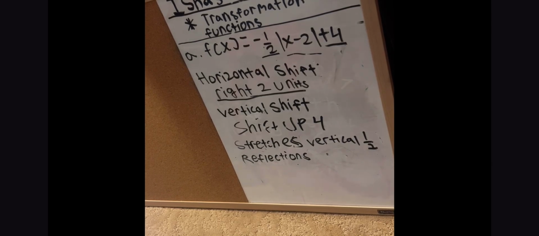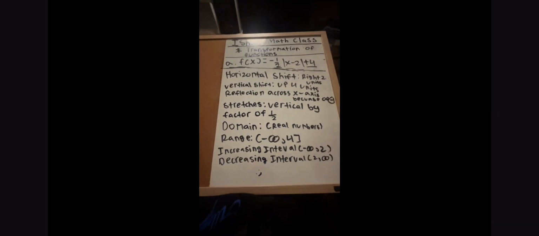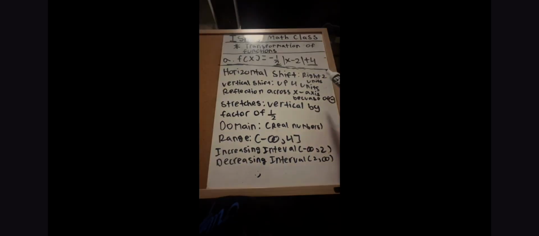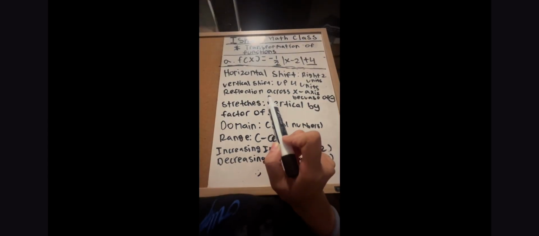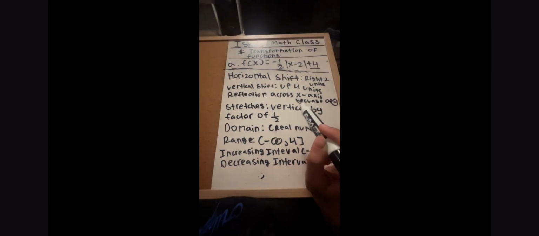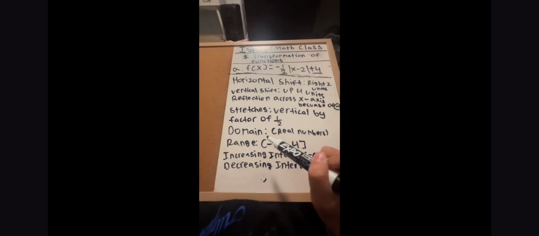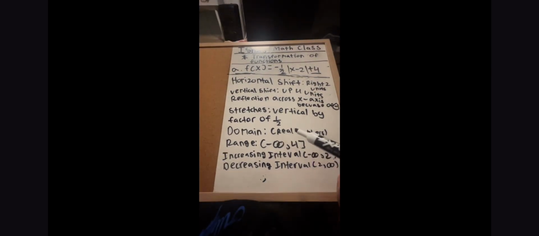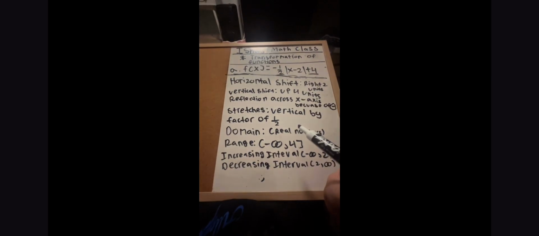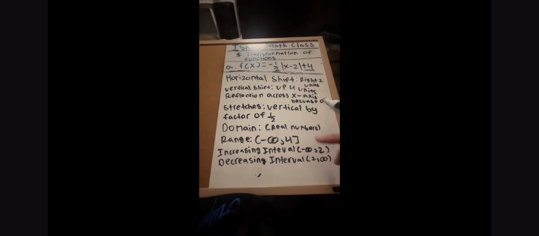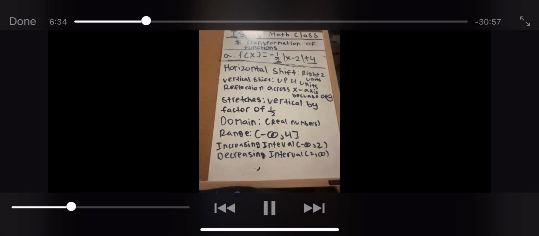So, we have the answer now. The horizontal shift is right by 2 units. The vertical shift is up 4 units. The reflection is across the x-axis because of the negative. It stretches vertically by a factor of 1/2. The domain is all real numbers. The range is -infinity to 4. The increasing interval is -infinity to +2, and the decreasing interval is +2 to +infinity.